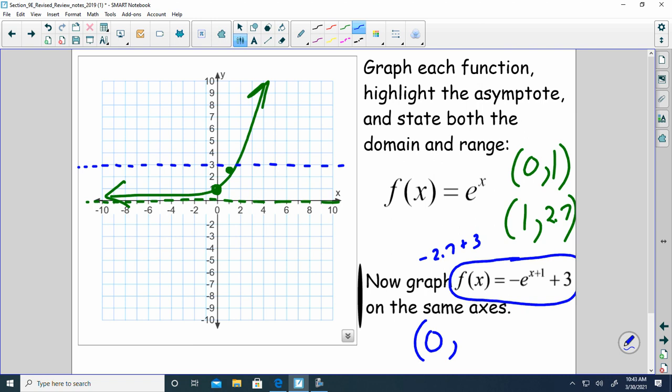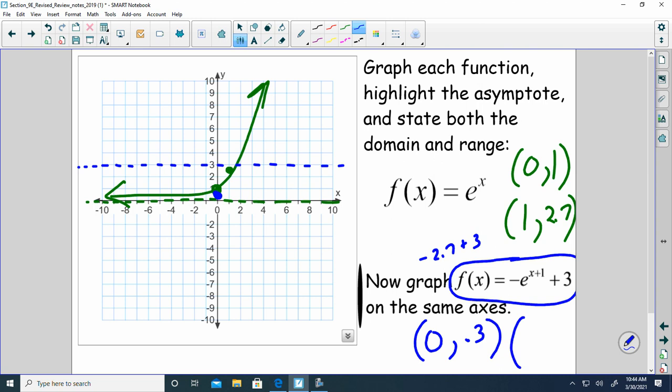So you negative 2.7 plus 3, which is, careful, 0.3. So 0 comma 0.3. 0 comma 0.3, right here. Uh-oh. Okay, hang on. If I plug 1 in, oh, I don't know what e to the second is.